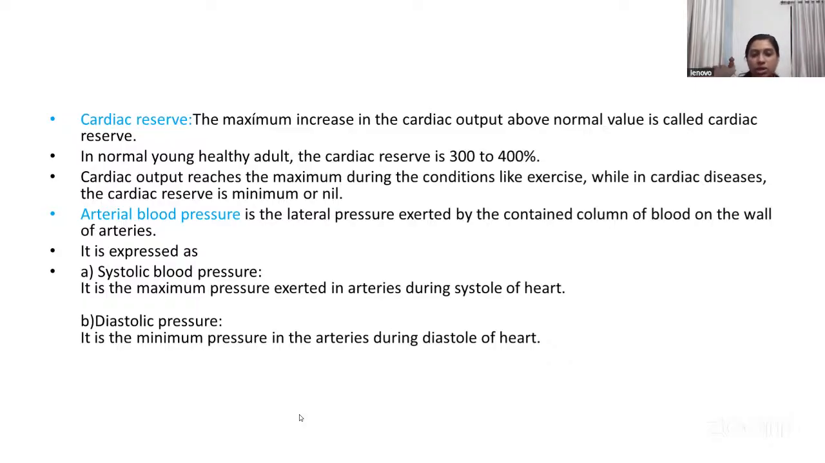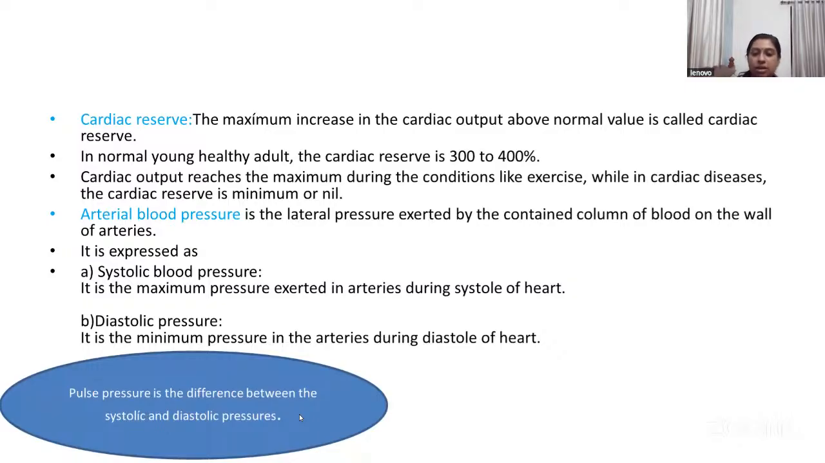Then coming to the arterial blood pressure. What is arterial blood pressure? It is the lateral pressure exerted by the contained column of blood on the wall of arteries. That is what we call arterial pressure. It can be expressed as the systolic and diastolic pressure. So what is systolic pressure? It's the maximum pressure exerted in the arteries during the systole, or the contraction of the heart. And diastolic pressure is the minimum pressure in the arteries during the diastole of the heart.